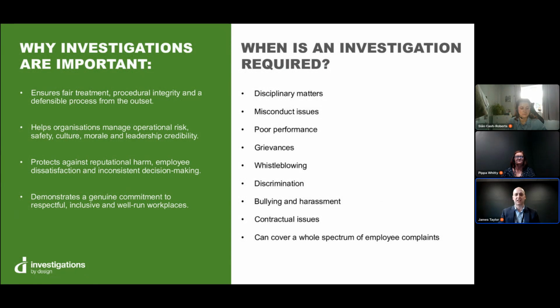I think a well-conducted investigation is often the foundation for fair and defensible workplace decision making. It allows organisations to understand what has happened, what evidence exists, what remains in dispute, and what conclusions can be properly reached. Importantly, investigations are not about proving a case from the outset. It's about establishing the facts through a fair, balanced and structured process.